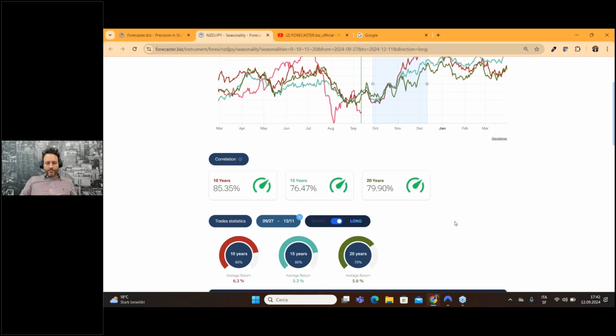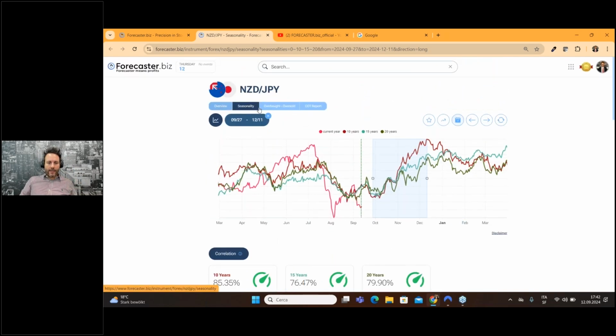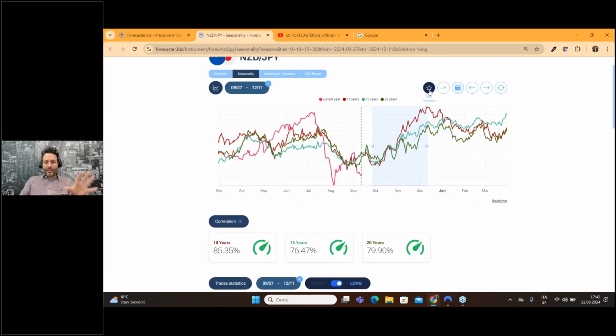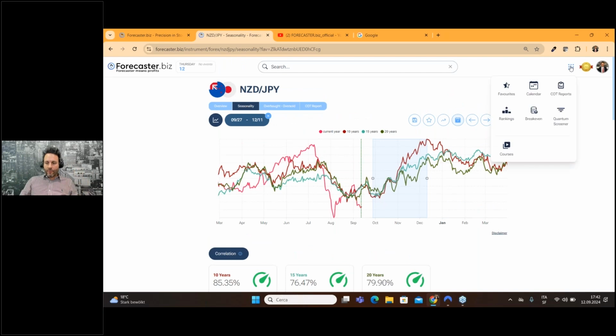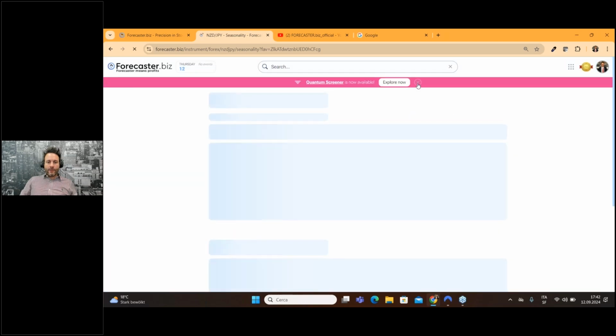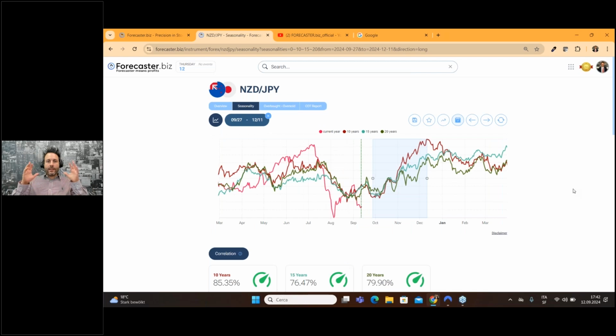So the next step is moving to the chart. For example, if you like this setup, if you like this trade idea, you can just click here on the star, and this specific setup is now in your favorites. If you go to the menu and click on the button, you can find Favorites, and here it is. You have this specific setup in the memory of the software.